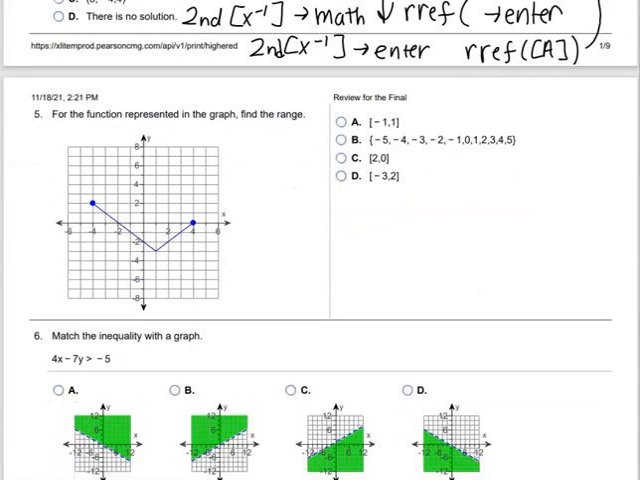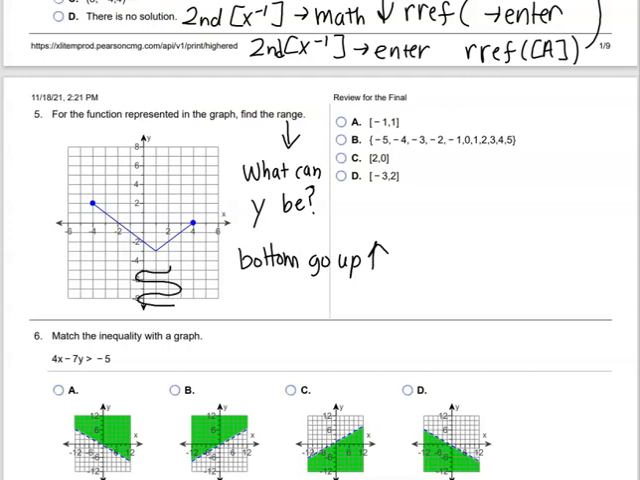For the function represented in the graph, find the range. Remember that range answers the question, what can y be? Should always start at the bottom and go up. Okay, so if I start at the bottom and I go up, I have nothing on my graph until I get to about right here. And I'm looking over here, and y is negative 3 right there.